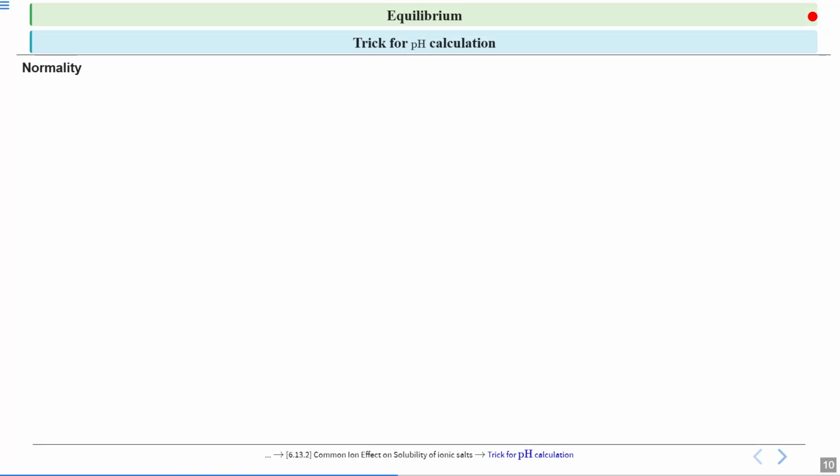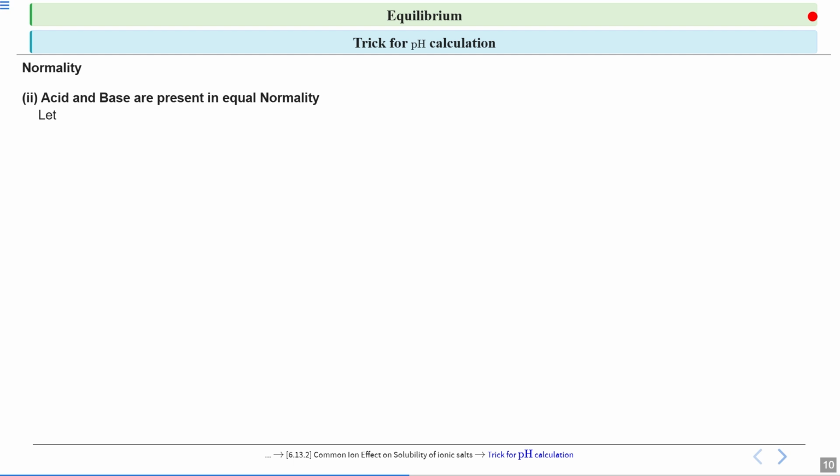Now let us look at the second case. In the second case, we are assuming that acid and base are both present in equal normality. As a result, all of the acid and base will react to give you only salt.